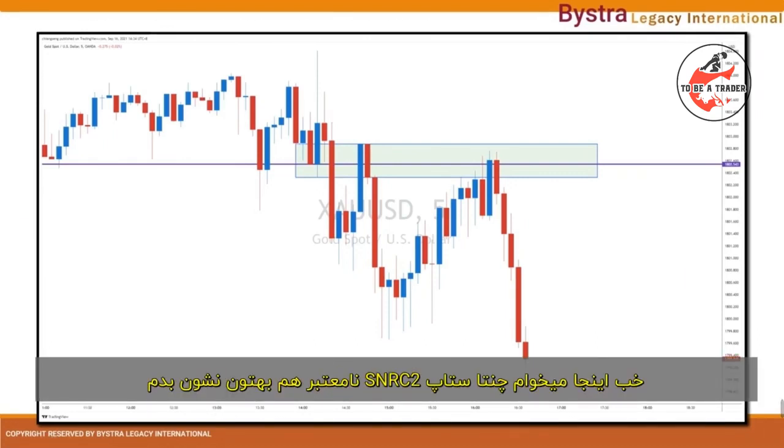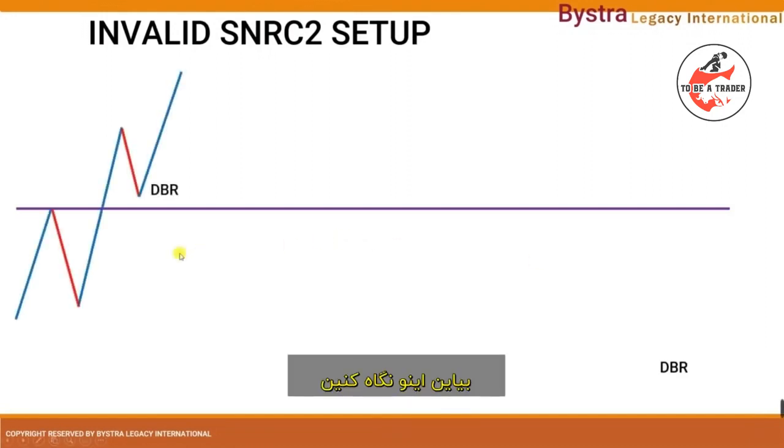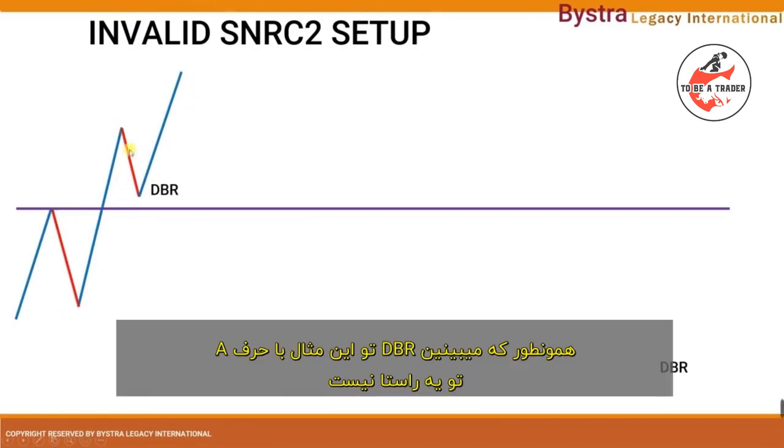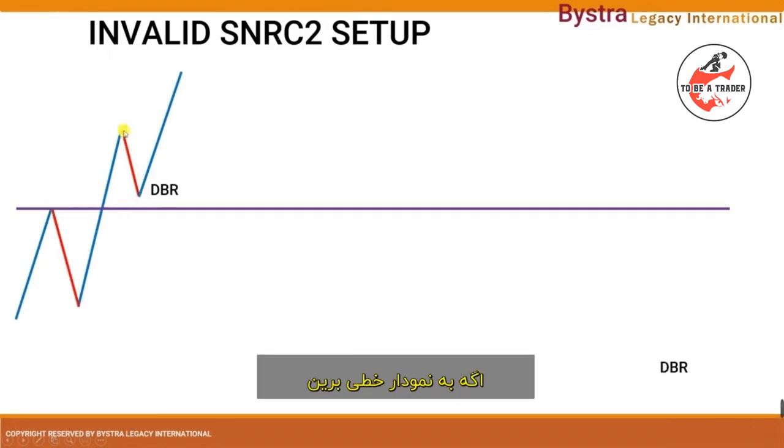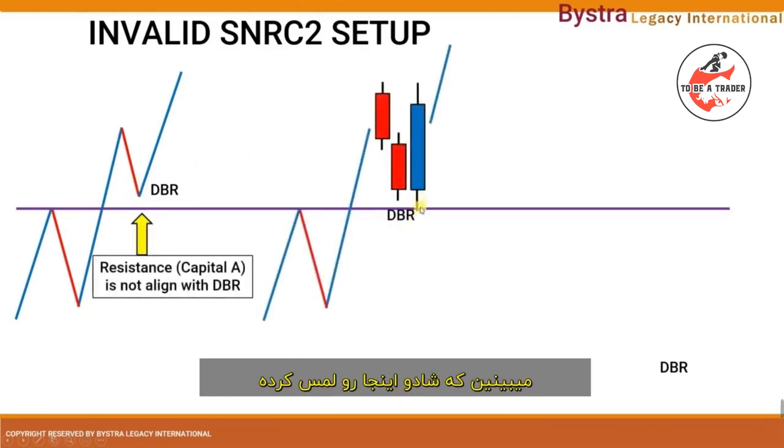So here I'm going to show you also some of the invalid SNRC2 setups. So let's have a look here. So this is the drop-based rally. As you can see, the drop-based rally in this case is not aligned with the capital letter A. Okay, if you move to the line chart, it will look like this. However, if you go to the candlestick chart, you can see that the shadow has touched this one.